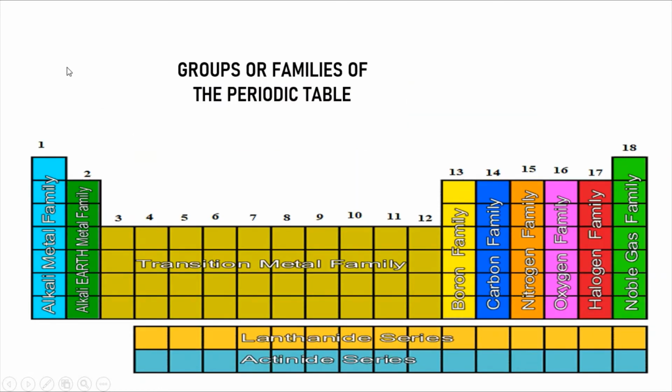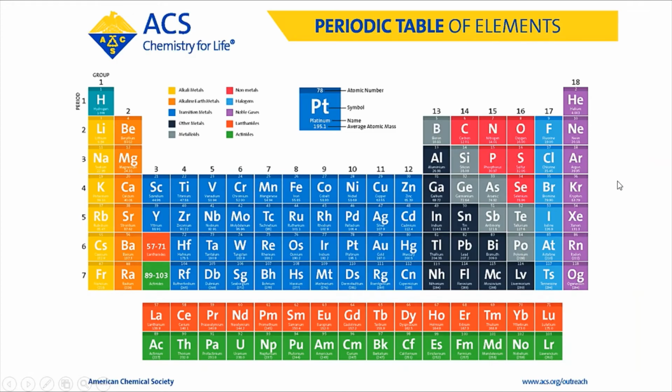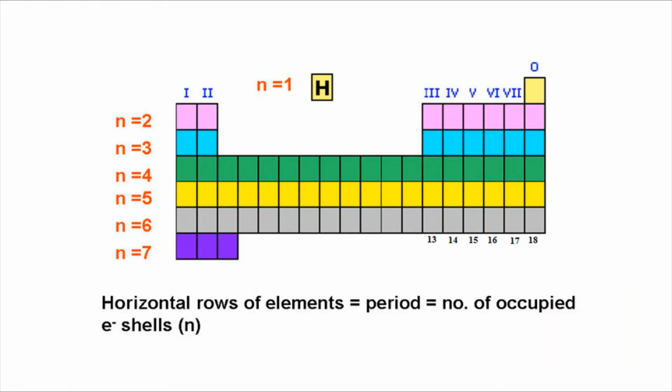Let's understand each family in a better way. At first, let's discuss the properties of main group elements. Main group or representative elements consist of elements in group 1 and 2 and elements in group 13 to 18. Period tells you the number of shells and group tells you the number of valence electrons. Valence electrons are electrons in the outermost shell.